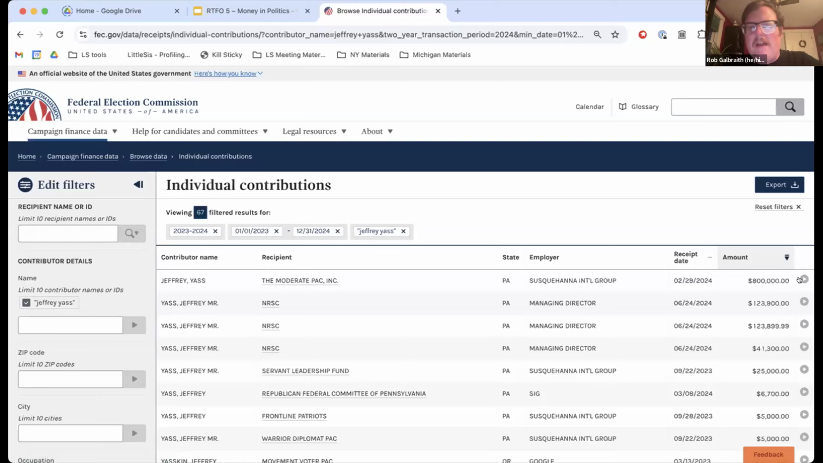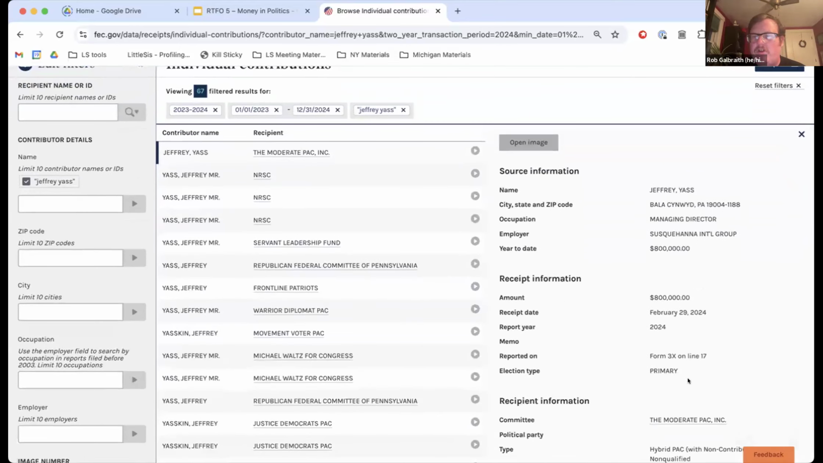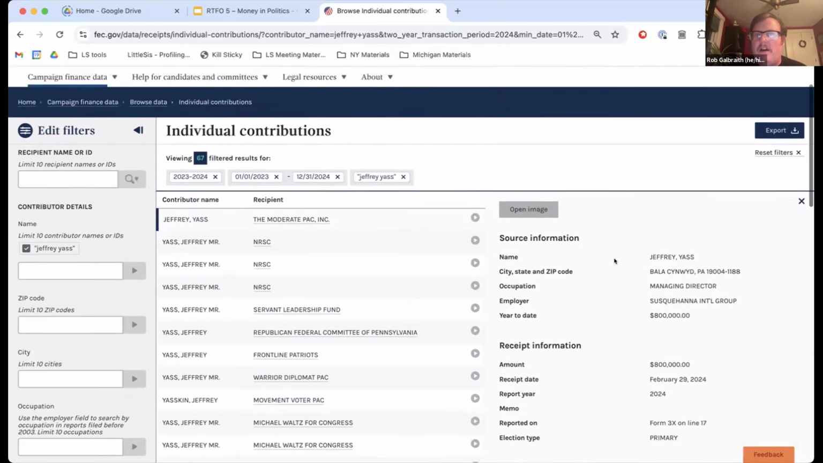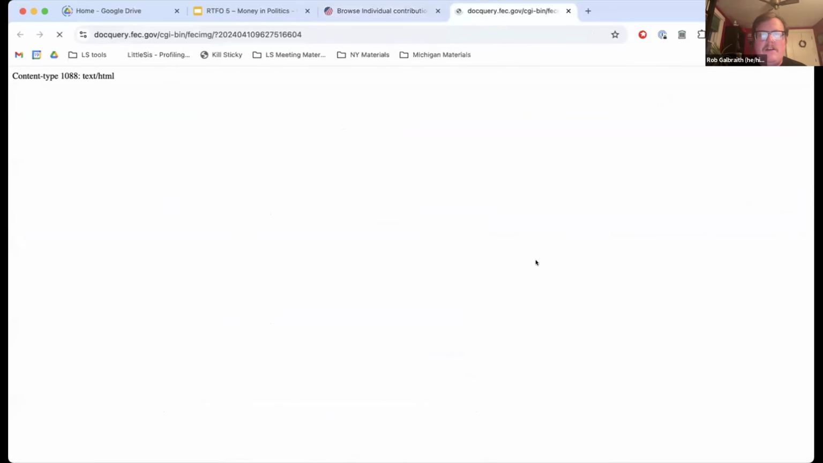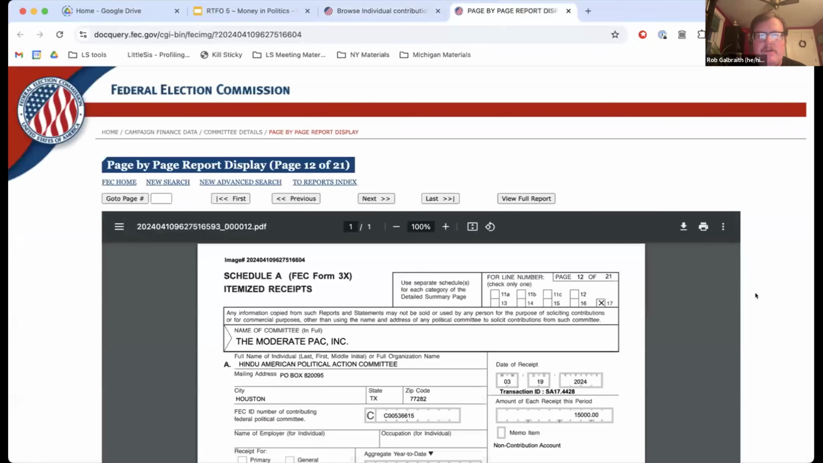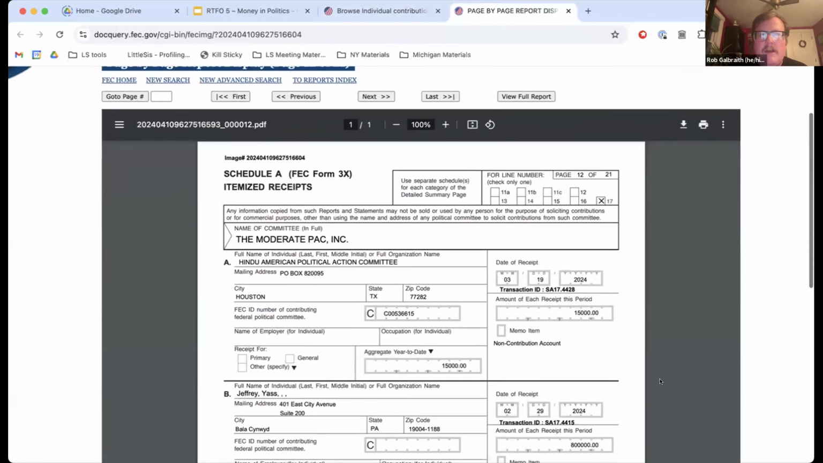If we want to see a little closer in here, we can actually click this gray arrow all the way on the right. And this is going to bring up a little more information about this donation. And we can also, by clicking on this open image button, open a new tab, which I believe you should all be able to see, showing the exact page from the FEC report filed by the Moderate PAC that displays this donation.